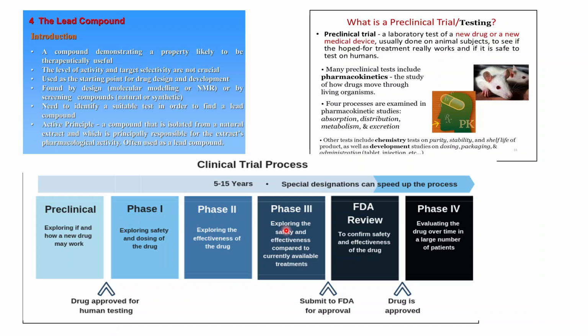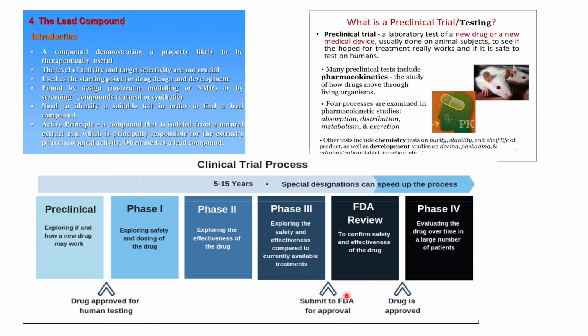And there are three different phases of the human trial. First, in phase one, exploring the safety and dosing of the drug. In phase two, exploring the effectiveness of the drug. Phase three, exploring the safety and effectiveness compared to the currently available treatment. All this human trial happens in volunteers, and then it is followed by the FDA review.